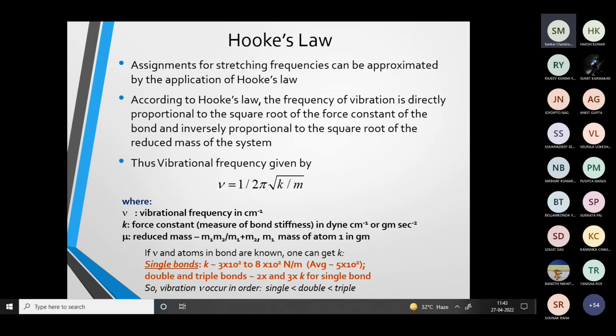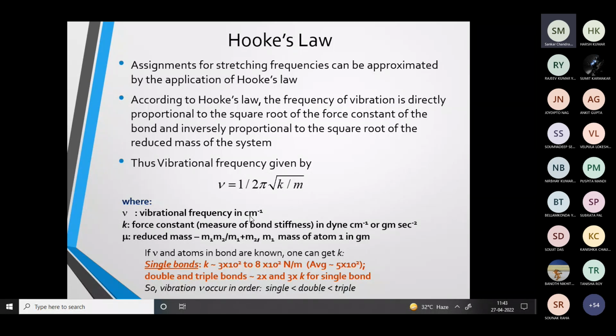Hooke's law is not new to all of you. You have already learned it in 11th and 12th physics, and in applied mechanics you have solved so many questions. Hooke's law is very applicable to determine the IR frequency. It is formulated in such a way: nu, the vibrational frequency, equals 1 by 2 pi root over k by mu, not m. It is wrongly typed, that is mu. So what is nu? Nu is the vibrational frequency.